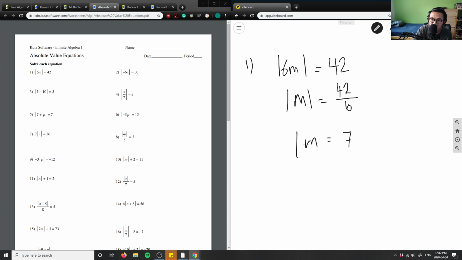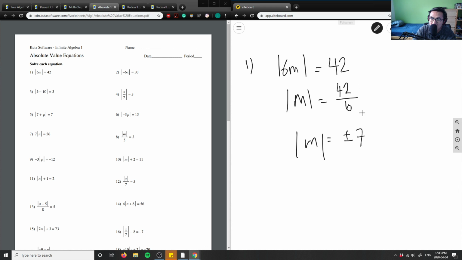However, I do have to include this absolute value bar. If I have m equals 7, in this case, it has to be positive. But if I multiplied 6 by -7, I would still get 42, right? Because remember, anything that's in the absolute bar is going to become positive, right? So this answer would be 7, but this will be plus or minus 7. So I'm going to do plus or minus 7.